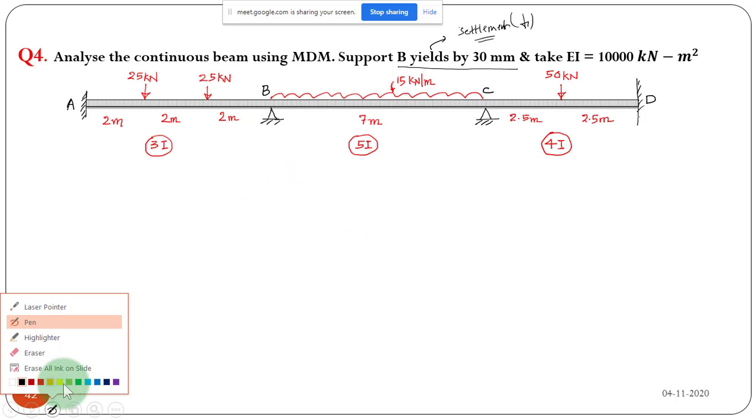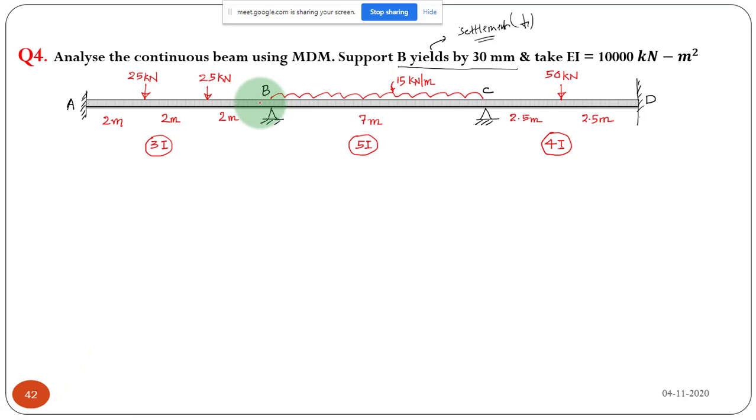This is your support B, and once you apply the load, there may be some settlement, it may go down like this. That is what is given in the question. So this support is just settling down, it is taking this position. So it will be something like this. So there is no settlement at all other joints. So this support B is going down because of this applied load effect.